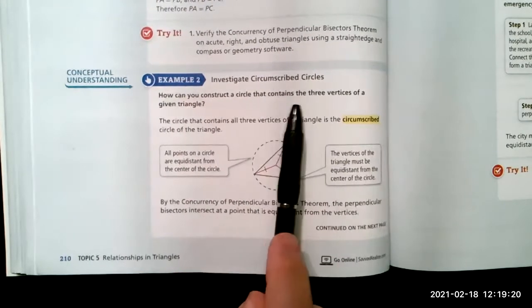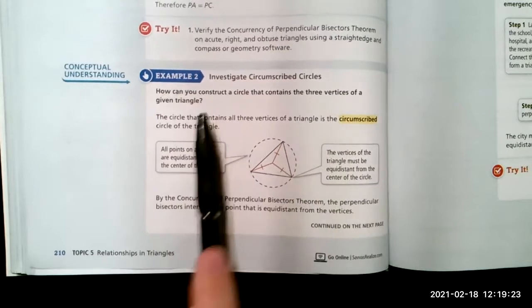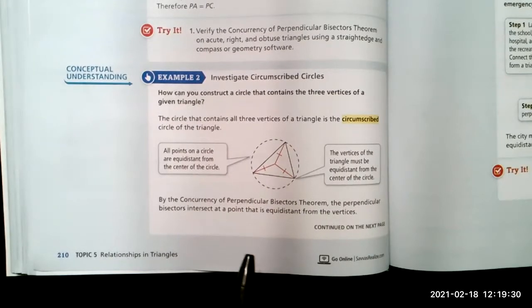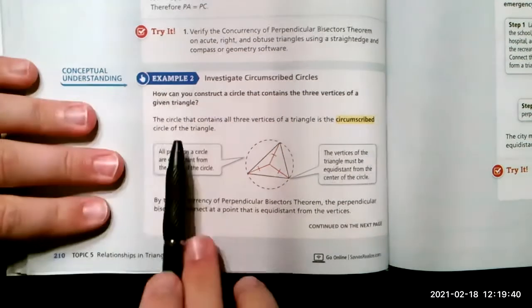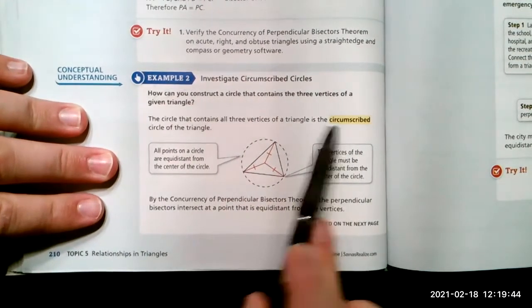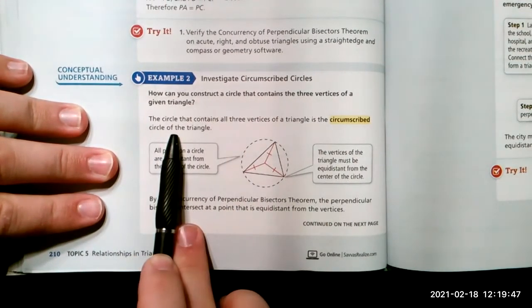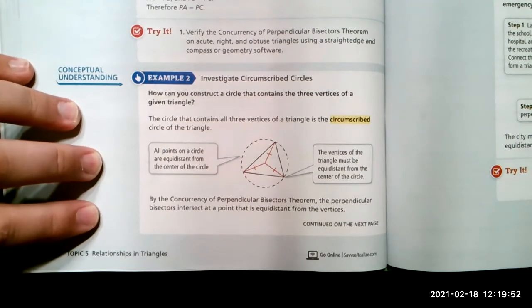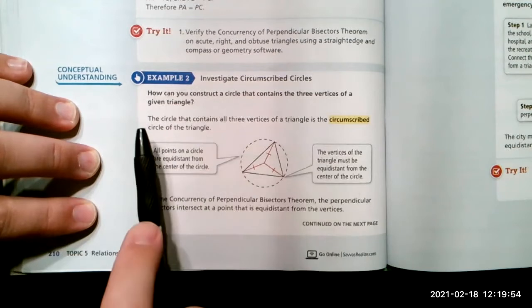How can you construct a circle that contains the 3 vertices of a given triangle? Well, I think my problem when I was going through geometry was I was like, we'll just draw a circle around it, right? I mean, that's not hard. But you have to use the properties that allow you to draw the circle. So that's what they're getting at. So the circle that contains all 3 vertices of a triangle is the circumscribed circle of the triangle. Circumscribed. That's really important that you know what this vocab means.